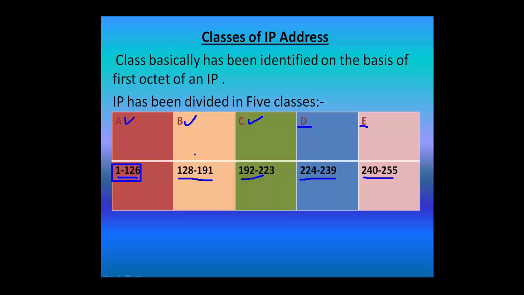Always keep it in mind. By looking at the first octet, you can identify with which class, either A class, B class, C class, D class or E class, this IP belongs.